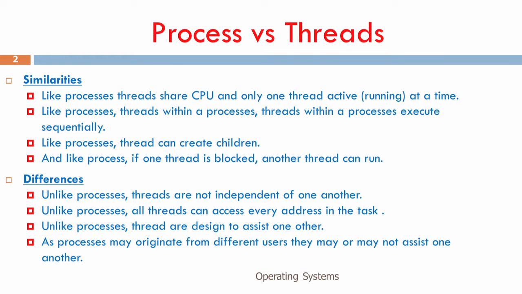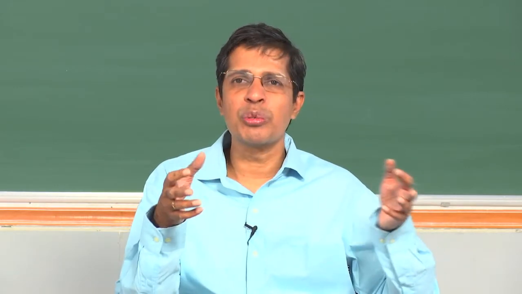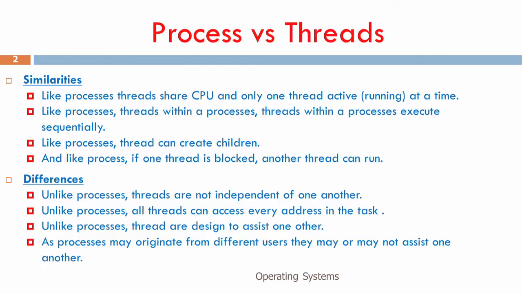A process can create children. So, when you boot a Unix system, there is the first process that comes up, and that process actually creates many more child processes. So, the processes form a tree. There is one process that comes into execution when the system is booted up, and there are many processes that are spawned. Spawned means created or forked. Different names are used in operating system parlance, and these are the child processes. Like a process, a thread can also create children, and like a process, if one thread is blocked, another thread can also run, but only in some scenarios.